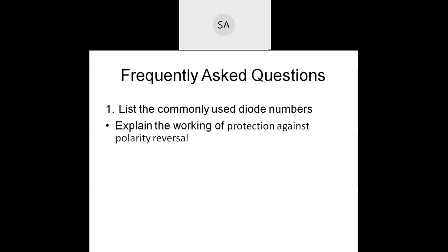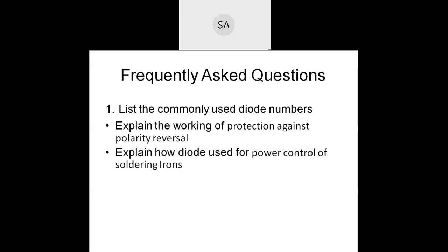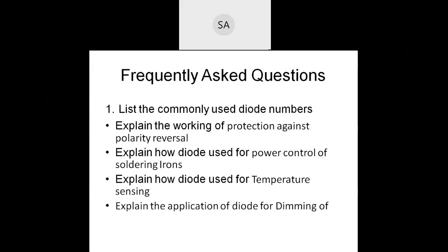And explain the working of protection against polarity reversals. This is one question from the applications of diodes. Next, explain how a diode is used for the power control of a soldering iron. This is also one application. And explain how a diode is used for temperature sensing. One more application. And explain the application of diodes for dimming of incandescent lamps.